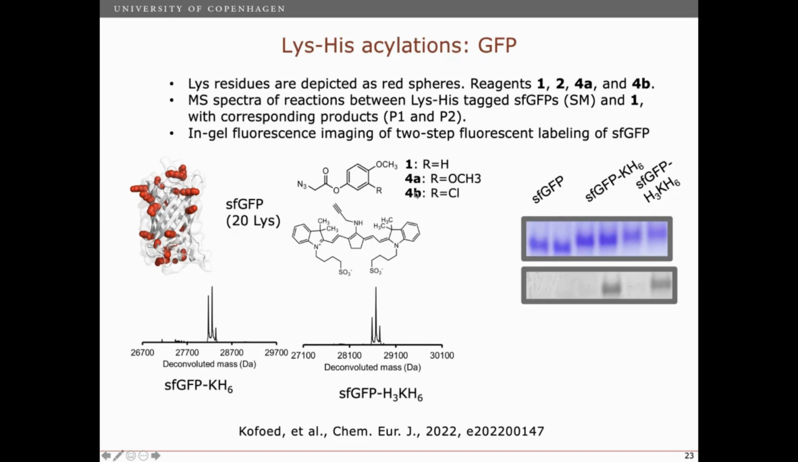If we do not have a tag, so just have the superfolder GFP, we do not really see any incorporation, whereas if we have a his tag, this simple one or this more elaborate one, we do see incorporation of our fluorophore in a 2-step protocol. We can see this on gel, we can see this on mass spec.